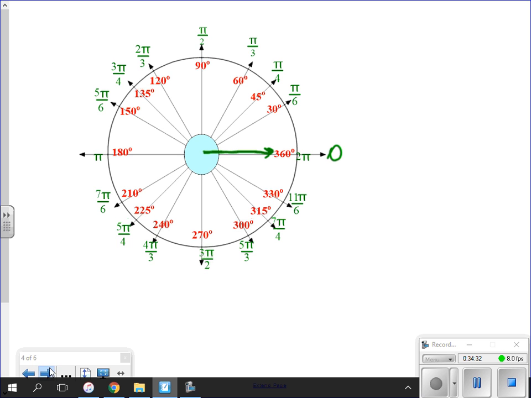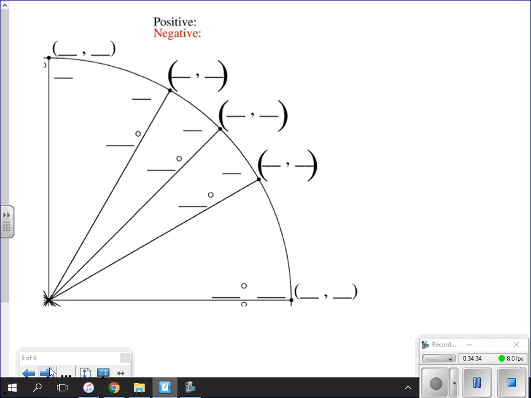Now, this is not in your notes. However, I do have a hand up to go with this. The unit circle. Is it a whole unit circle, or just a half? I'm going to give you the whole one, but we're going to talk about the first quadrant.